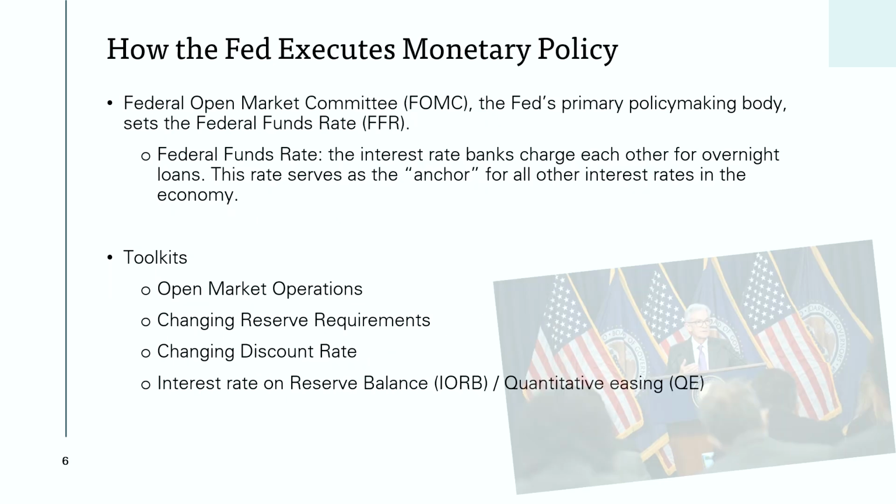So who mainly conducts monetary policy? The Federal Open Market Committee, or FOMC, is the policymaking body within the Federal Reserve. It sets the target federal funds rate, which is the interest rate banks charge each other for overnight loans. This rate acts as the foundation for all other interest rates in the economy. To achieve its target, the Fed uses several tools: open market operations, changing the reserve requirement and discount rate, adjusting the interest rate on reserves, and implementing quantitative easing.